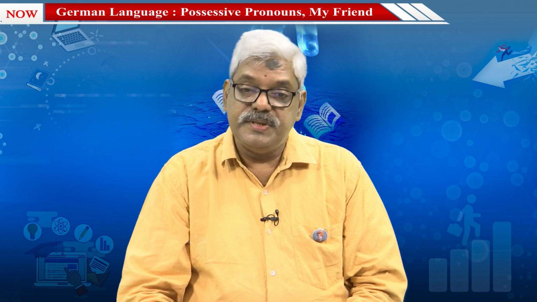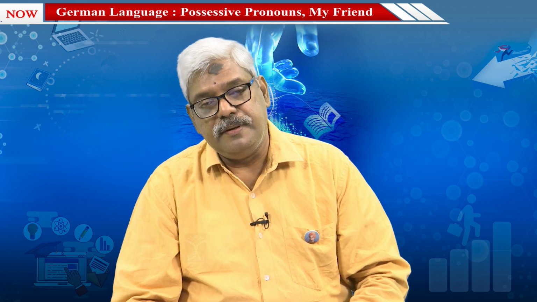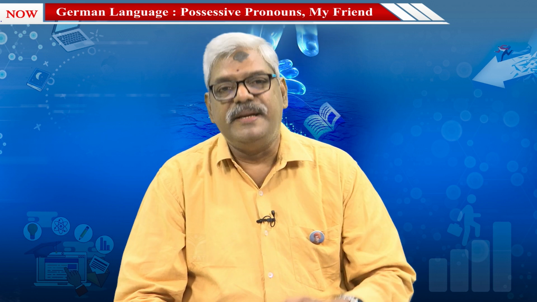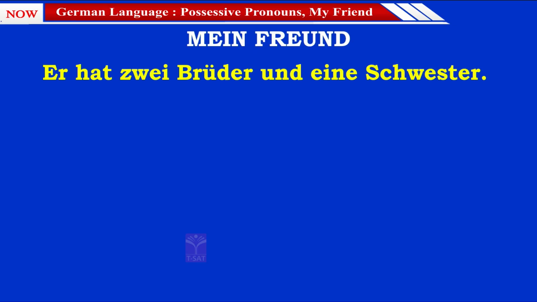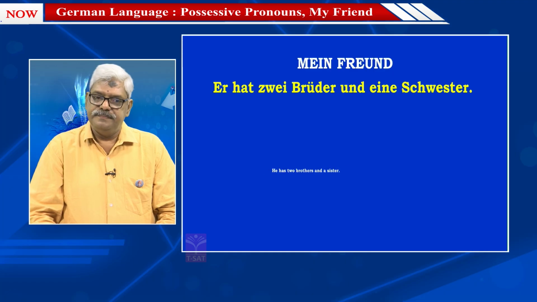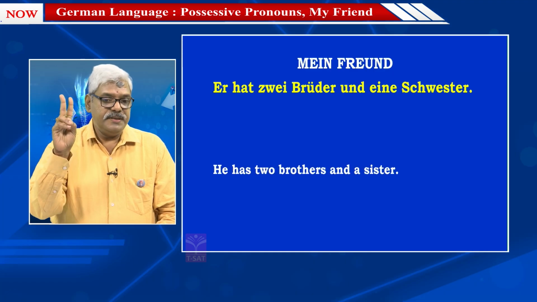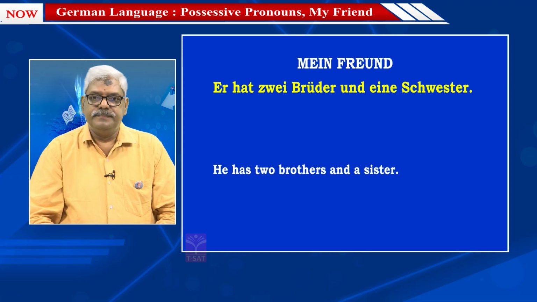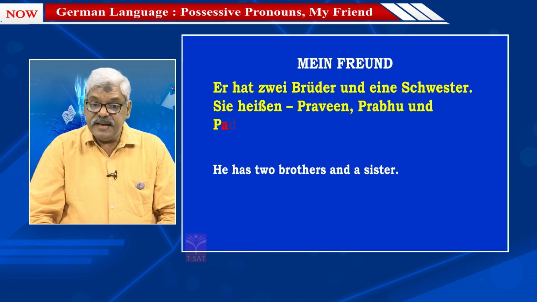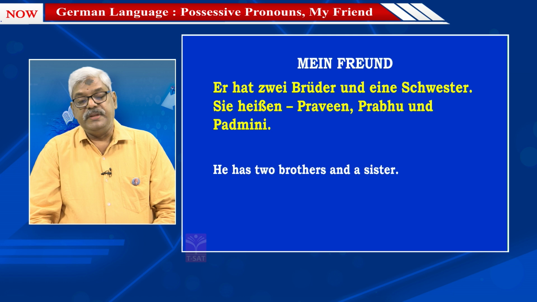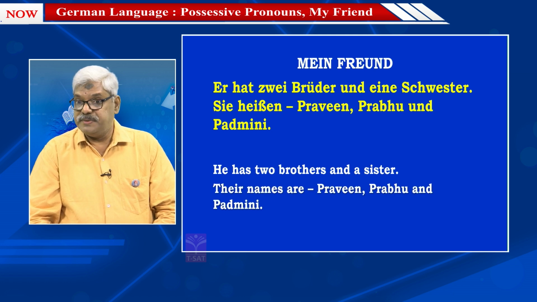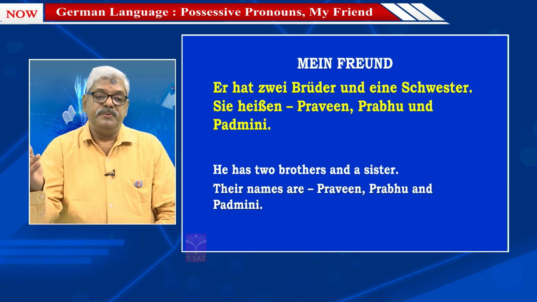Let us proceed to some more sentences about my Freund, about his siblings, his brothers and sisters. Hat 2 Brüder und eine Schwester. He has 2 brothers and a sister. Sie heißen Praveen, Prabhu und Padmini. They are called, or their names are, Praveen, Prabhu and Padmini.